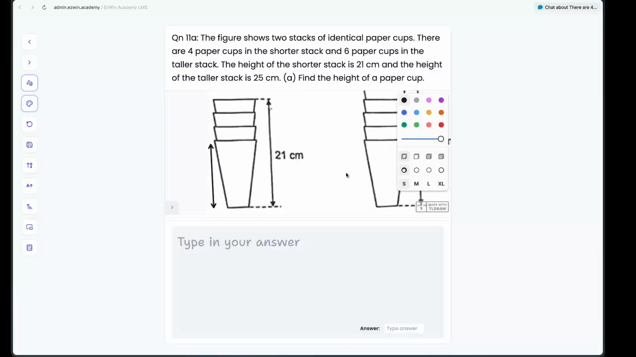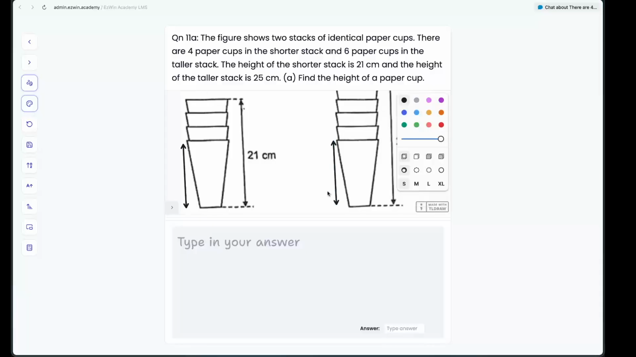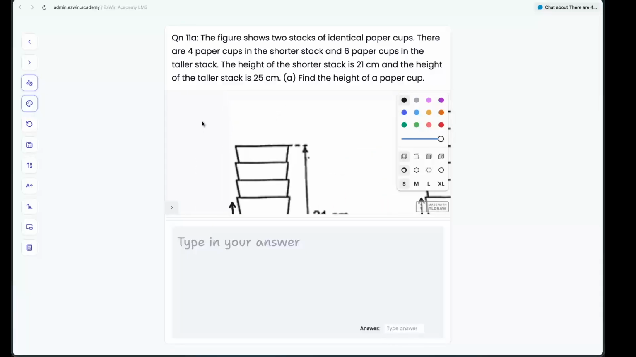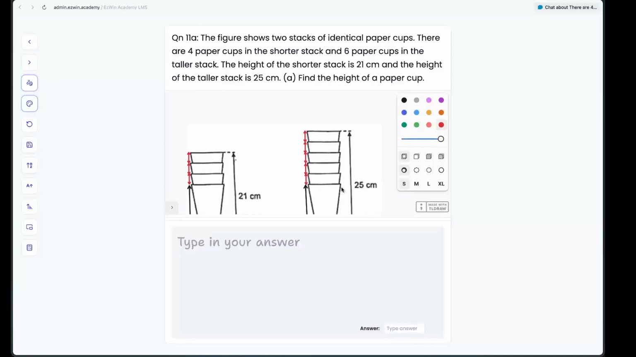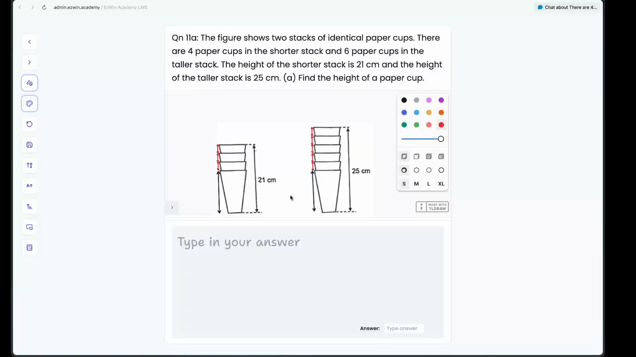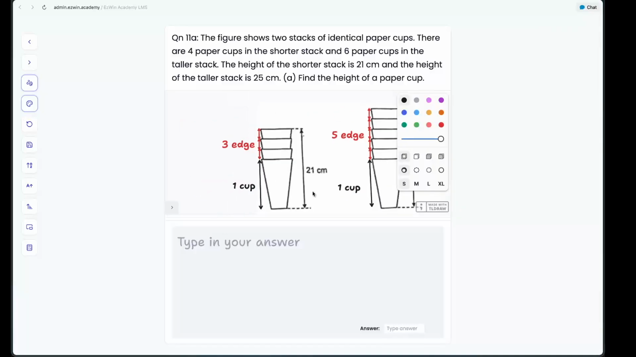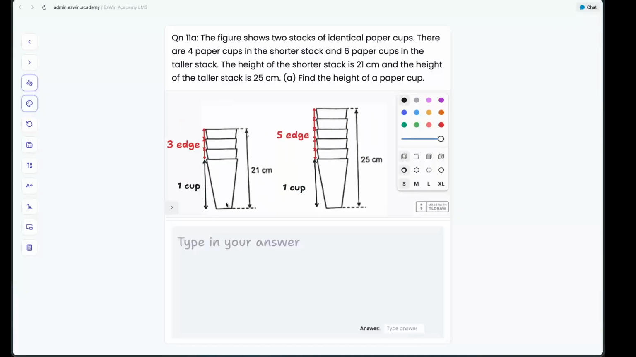So the thing is, we have these common paper cups as what we see, and then there are these little small edges. So we have one edge, we put this in red. So 1, 2, and 3 edges. And then for figure 2, we have 5 edges over here. So you can see that 3 edges plus 1 cup is 21, and 5 edges plus 1 cup is 25.